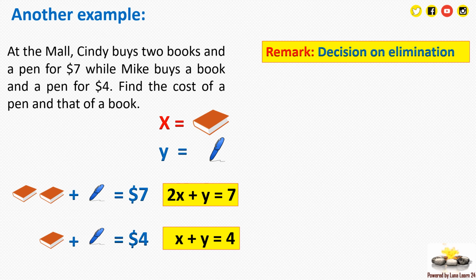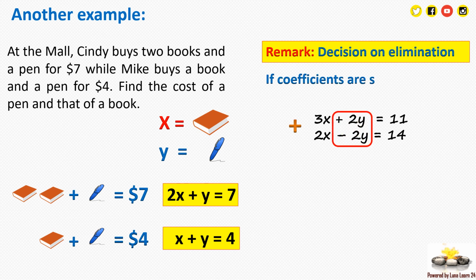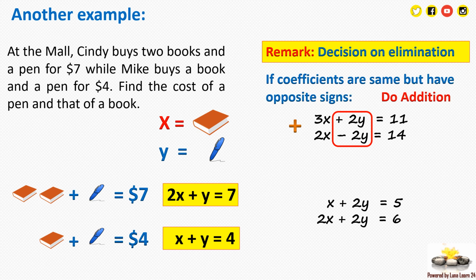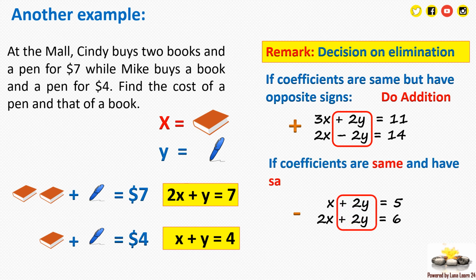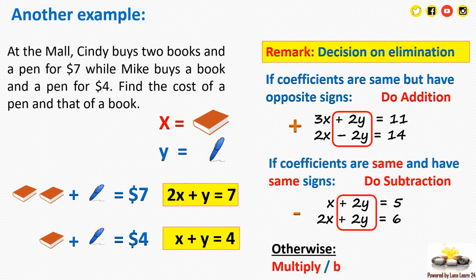I'm going to give some general remarks on the decision on elimination. If the coefficients are the same but signs are opposite, do addition. If the coefficients are the same and the signs are the same, do subtraction. Otherwise, do multiplication or balancing.